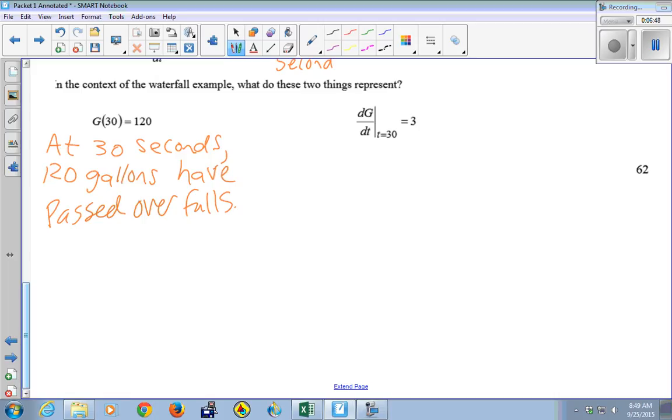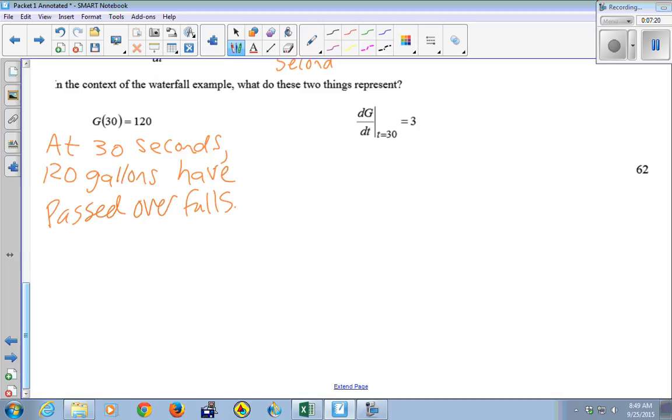Okay, so now I've got another one. This one does involve a derivative. This says dg dt evaluated when t equals 30 is 3. So dg dt, that's a derivative. Its units are gallons per second. They gave me t equals 30, and I get the output of 3. Okay, so what does that statement say? That's the rate that the water is going over the falls.